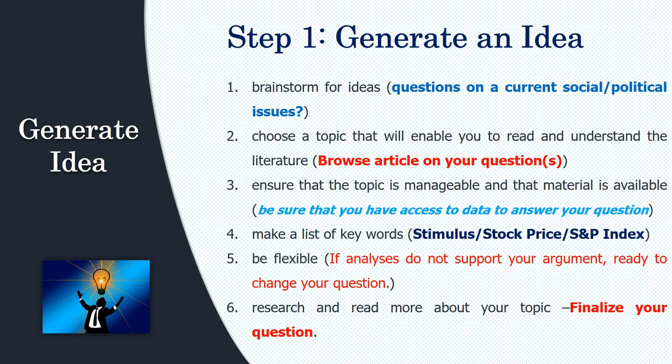The first step, step number one, generate an idea. For generating an idea, I suggest you follow these 6 steps. Step number one, brainstorm for ideas. It means that you will always have a question on recent social or political issues, correct? So when you have a question, from your question you will select a topic that will enable you to read and understand the literature. So browse articles on your questions.